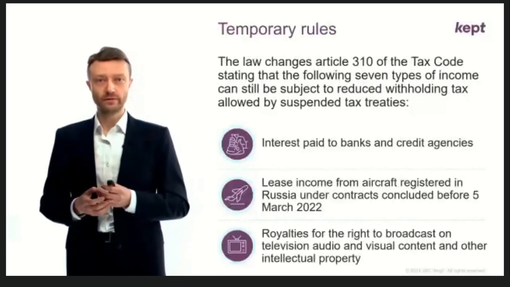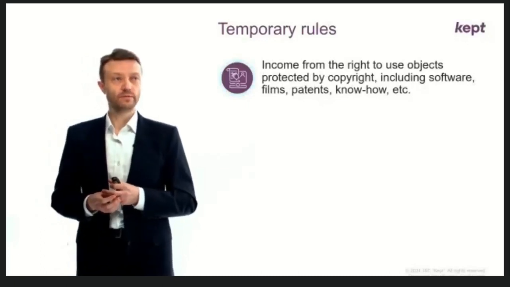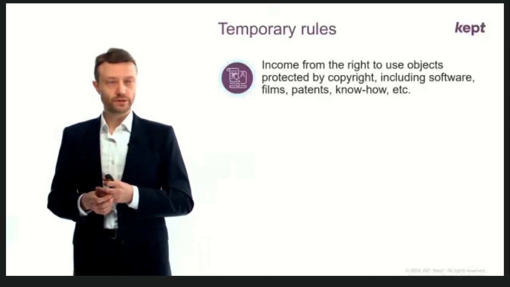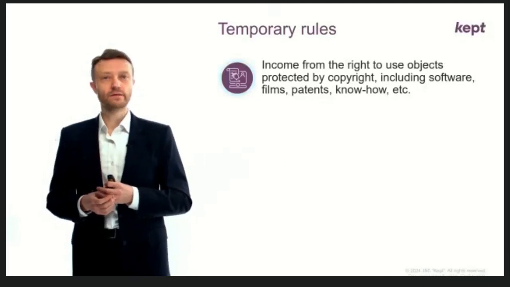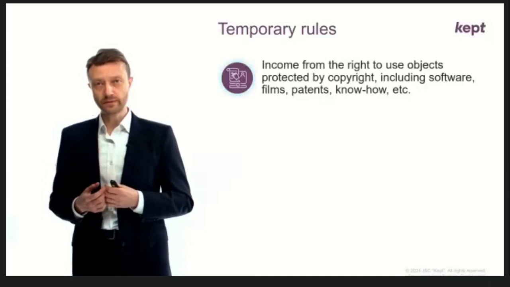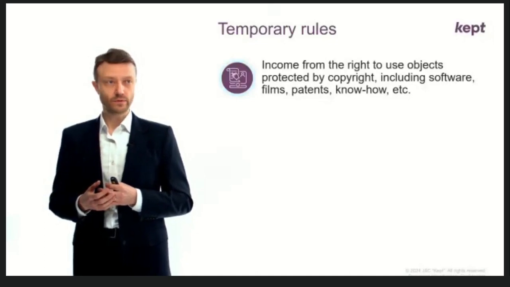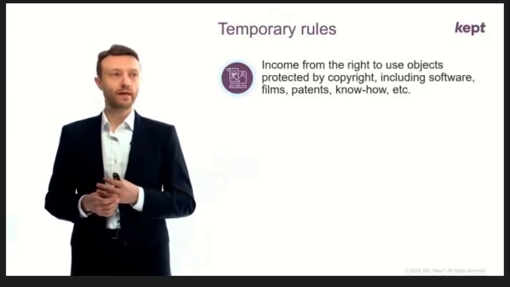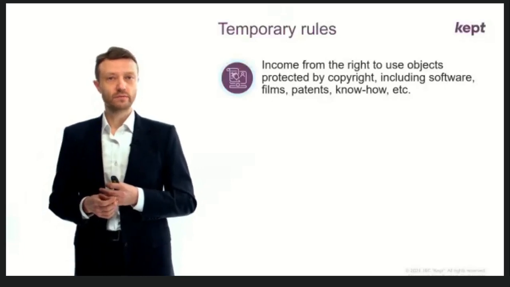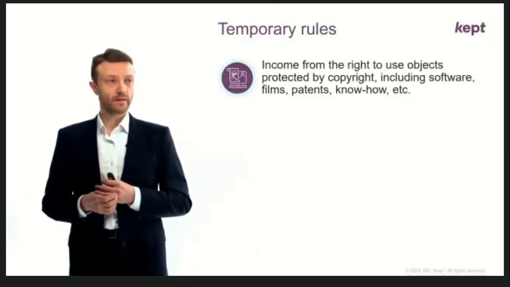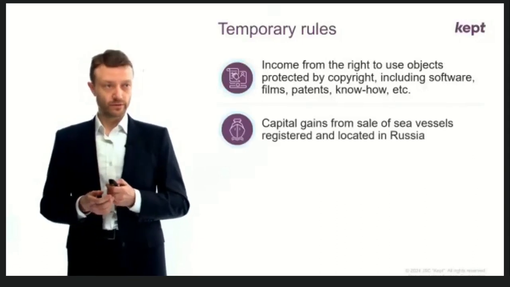Royalties for audio and visual contents and other intellectual property broadcasted on television. And also royalties, or income from the right to use of objects protected by copyright, including software, films, patents, and know-how, and some other things. I think this type of income, at least in my experience, is most commonly used because Russian companies pay licenses for software, and all of a sudden this income became subject to 20% withholding tax rate if it's paid to a country with which the double tax treaty is suspended. But luckily, this type of income was included into the temporary rules.